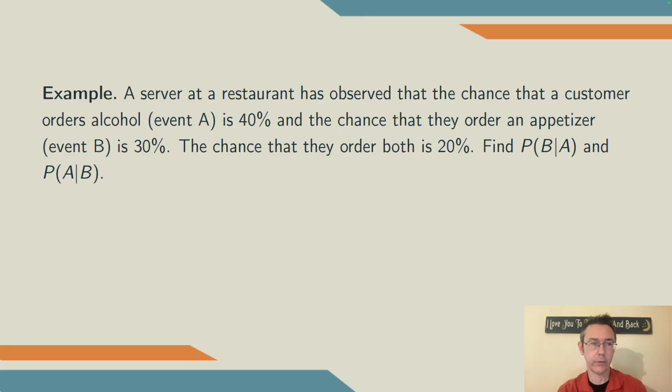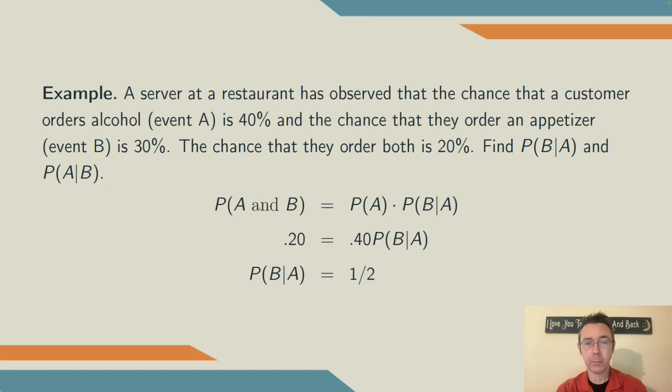Here's a different sort of example. A server at a restaurant has observed that the chance that a customer orders alcohol, call that event A, is 40%, and the chance that they order an appetizer, call that event B, is 30%. The chance that they order both is 20%, and we'd like to find the probability of B given A and the probability of A given B.